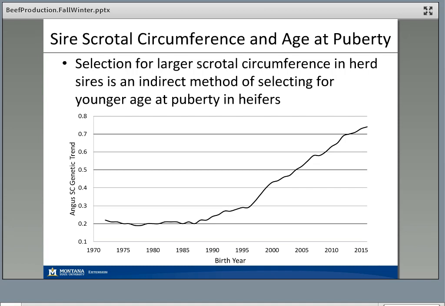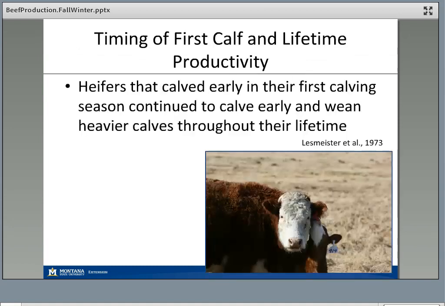So this is data from the early 70s. The heifers that calve early in their first calving season tend to continue to do so, and thus wean heavier calves throughout their lifetime, because as they're calving earlier, those calves are older at weaning.